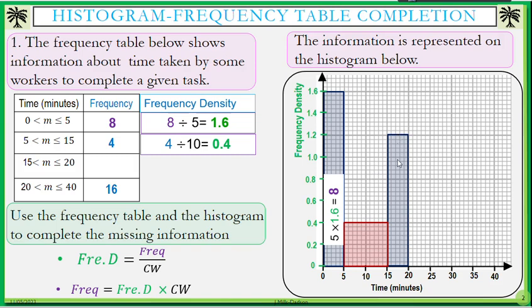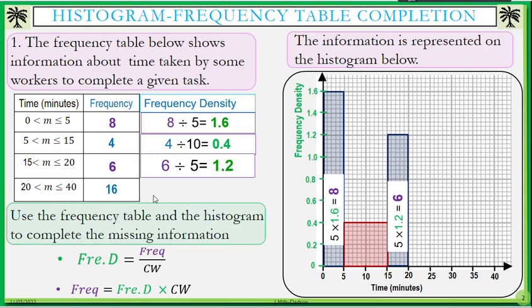Then the next one is to find the frequency by multiplying the frequency density of 1.2 by class width of 5. That gives us 6. So we know our frequency is 6 and our frequency density is 1.2.